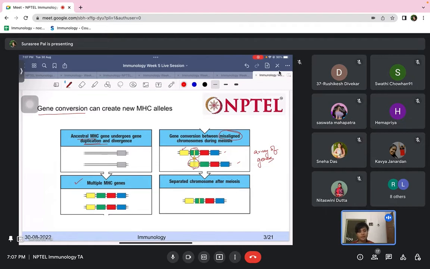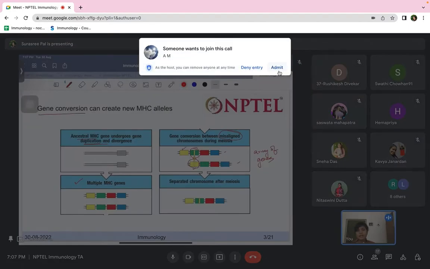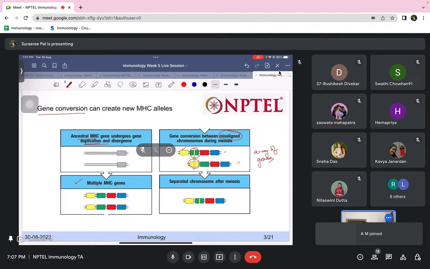And if there is a misalignment, then crossing over will also take place in this particular position. And if crossing over takes place, what you can see here is that a part of this yellow gene is transferred to this green part, right? So there is exchange of the genetic material between these two chromosomes by crossing over.